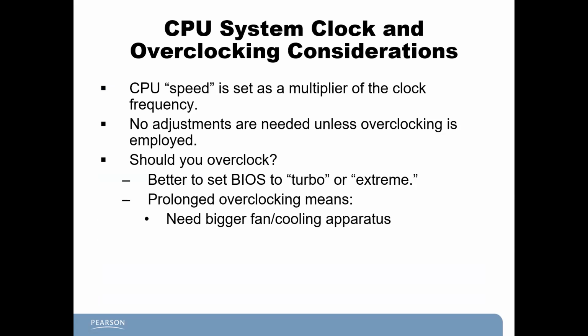CPU system clock and overclocking considerations. CPU speed is set as a multiplier of the clock frequency. No adjustments are needed unless overclocking is employed. Should you overclock? Better to set BIOS to turbo or extreme. These allow temporary overclocking in unused circumstances. Example, gaming. Prolonged overclocking means there is a need for a bigger fan or cooling apparatus in your computer's system unit. Moreover, a better power supply is needed. PSU, by the way, stands for power supply unit.